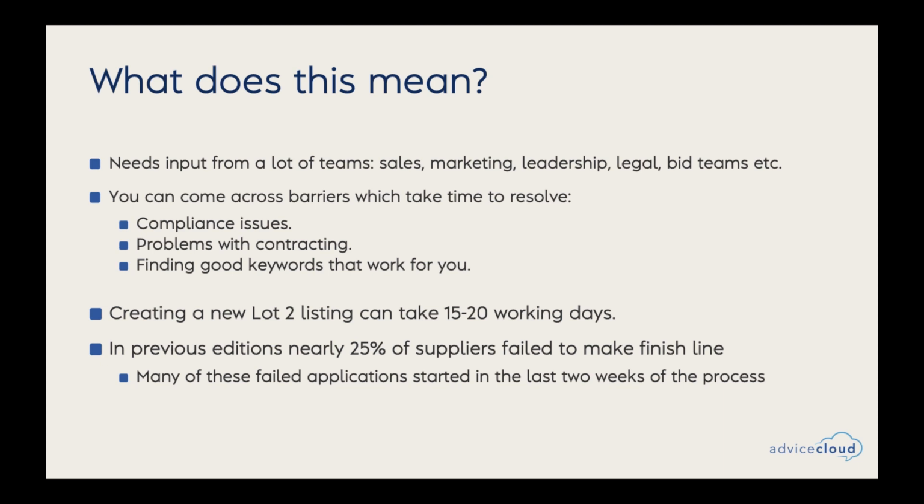And in previous editions, when GDS ran this framework, the G-Cloud application timeline used to show that something like 25% of suppliers failed to make the finish line. All right. Quite often, a lot of them started their applications with 2 weeks to go. Don't be fooled by the 2 month window, the 2.5 month window that you're likely to get to put this in, and think I'll save it to the last 2 weeks, because it's likely you'll fail. Okay.